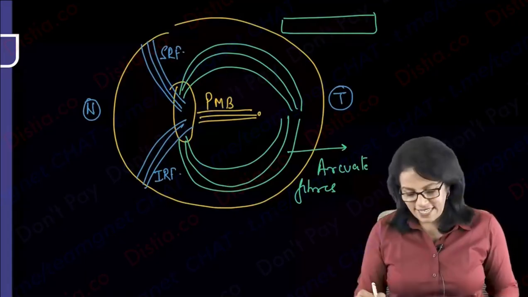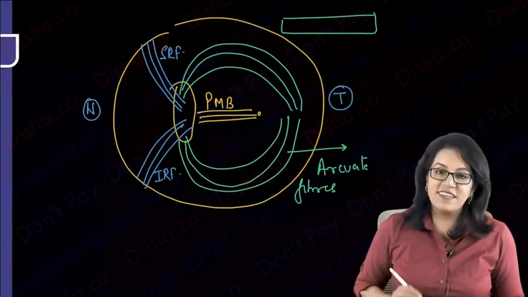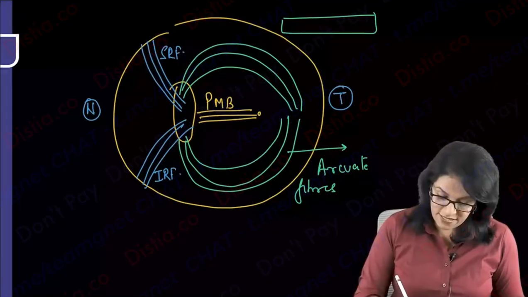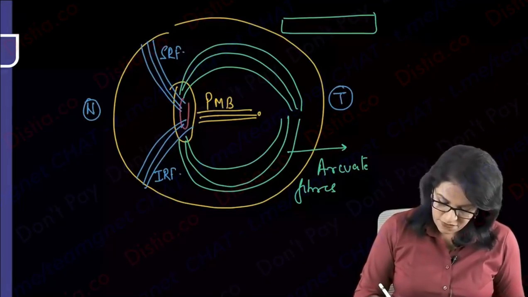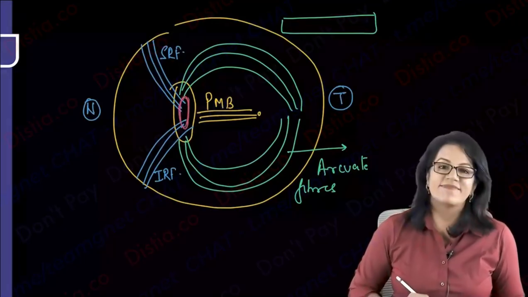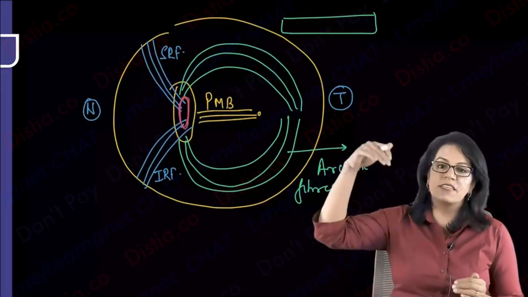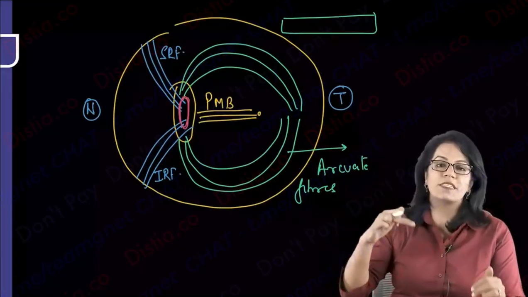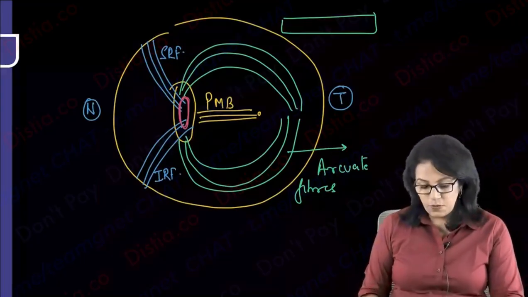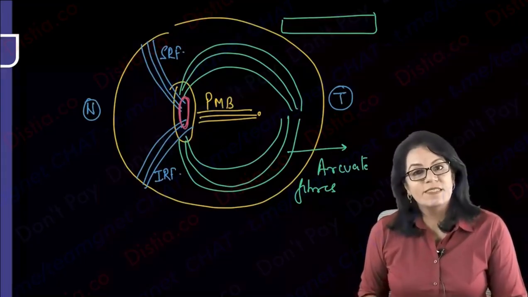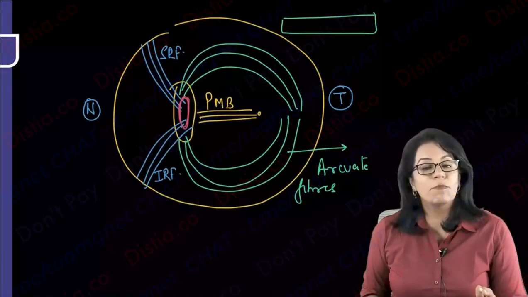Do you realize then how this arcuate fiber is entering the disc? It is entering superiorly and inferiorly. This is the reason why I am going to get cupping first vertically oval, because it is these fibers which are affected first. They are entering the disc from above and below, so vertically oval. Got it?